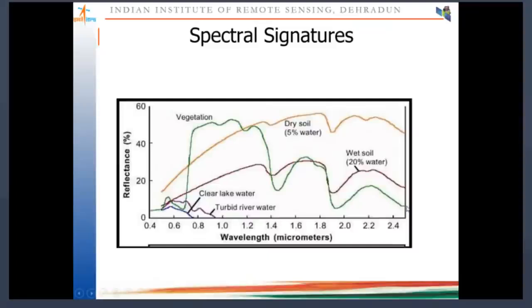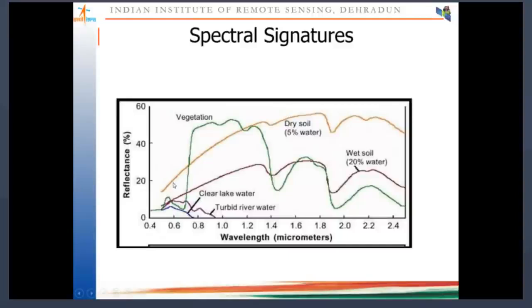So if you have a drier leaf, you will have more reflectance. If you have a moist leaf, you will have less reflectance. Similarly, if you look at soil also, if you have dry soil and wet soil, wet soil will have lesser reflectance. A dry soil will have more reflectance. The point here is, the more the amount of moisture in the target, the less will be the reflectance overall, especially in the infrared part of the spectrum.